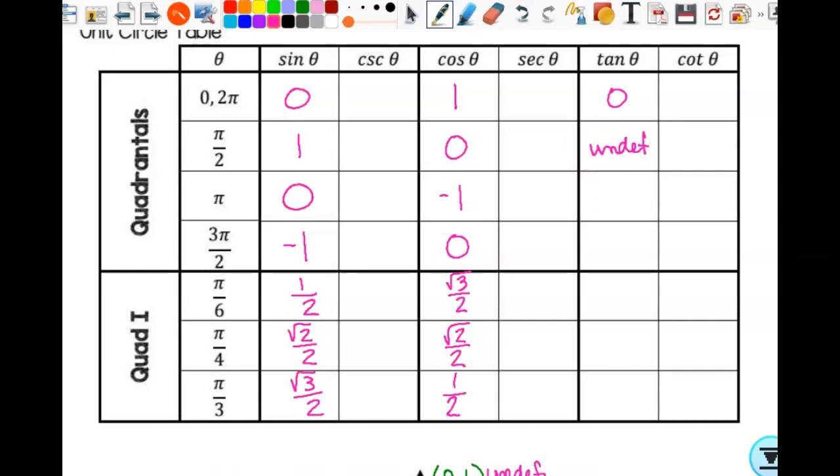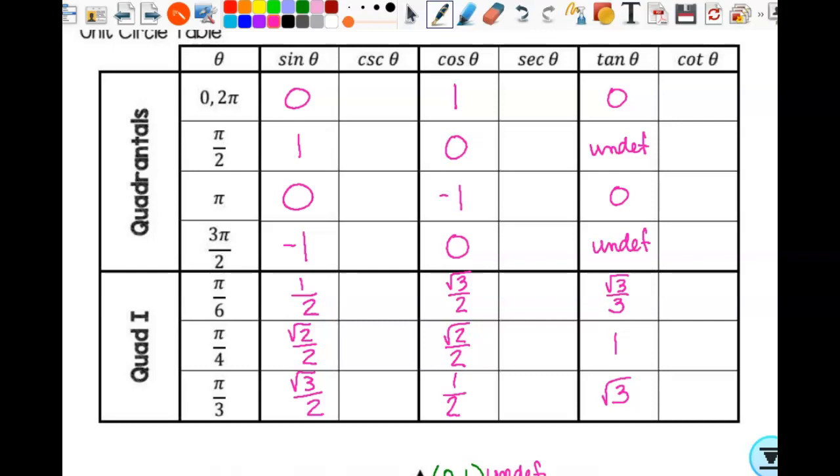Pi? 0. 3 pi halves? Undefined. Okay. Pi 6ths? Square root of 3 over 3. Pi 4ths? 1. Pi 3rds? Square root of 3. Okay. So those should all be solidified in your brain. We did those last semester, right?